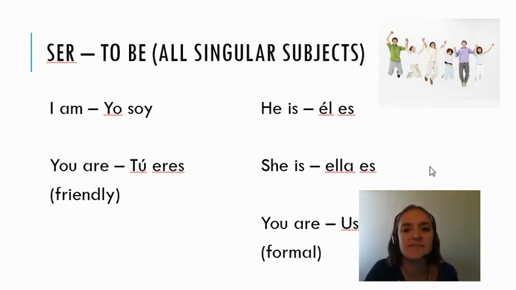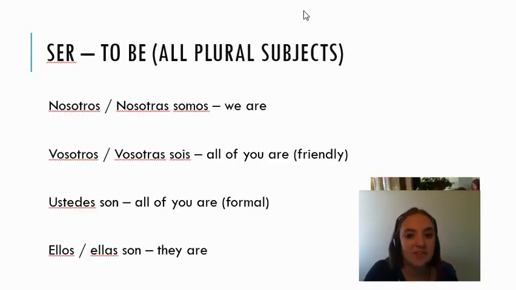These are all of your single subjects. I, you, he, she, and you formal. The second page here, we've got all of our groups of people. So we want to be able to say, we are, you are, they are. So the first group, we've got nosotros or nosotras. That's we. And then somos means are when you put it with those subject pronouns. Nosotros or nosotras somos. We are.